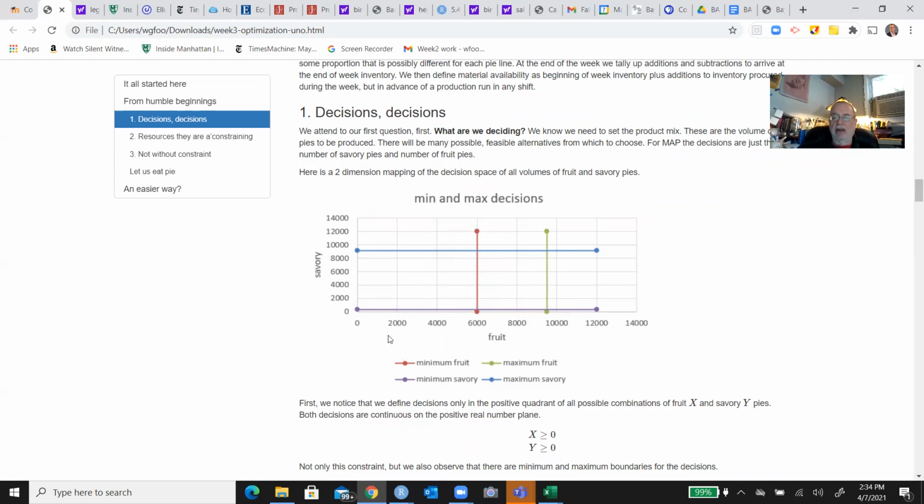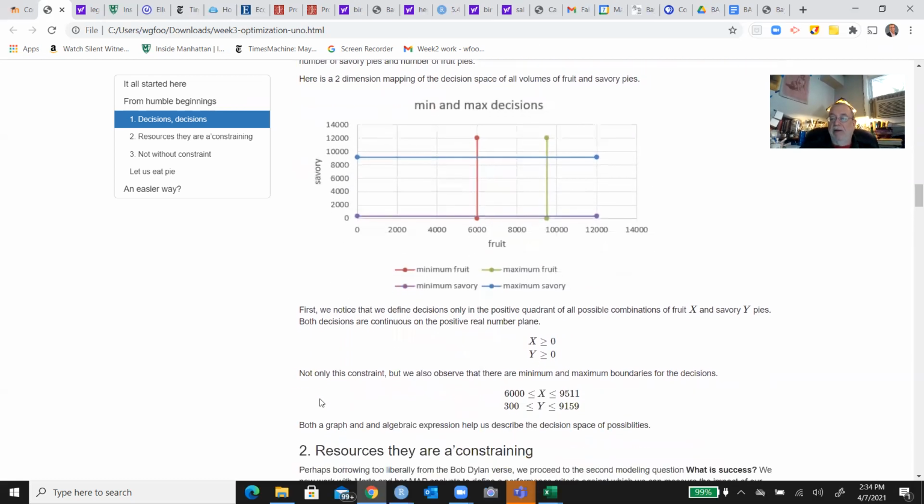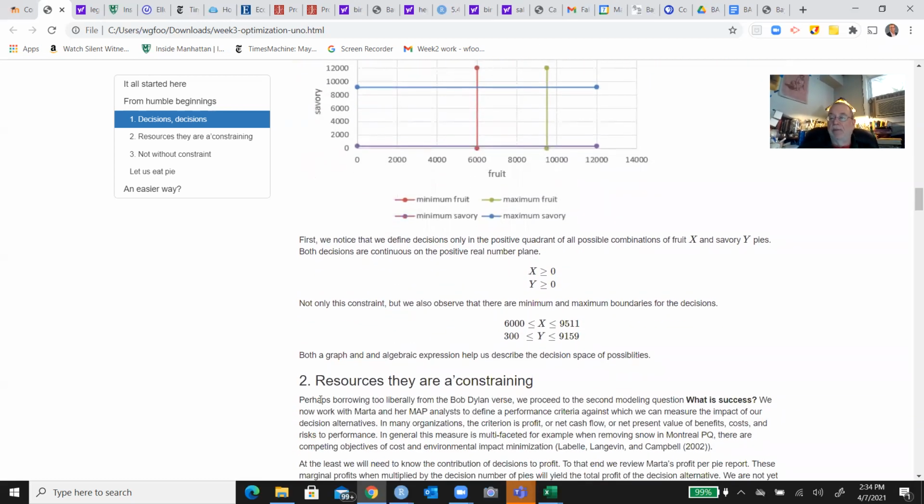And of course, everything is positive. All fruit is positive. All savory is positive. Can we buy fruit pies and then resell them and savory? Absolutely. Trade is not in this model, but we can put in two trade variables.